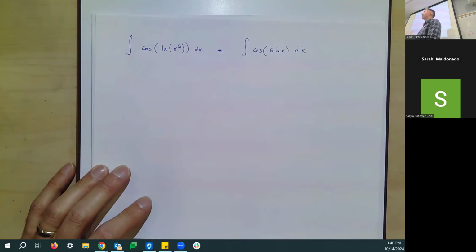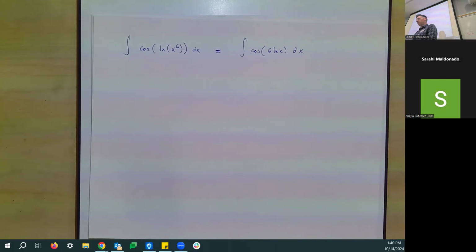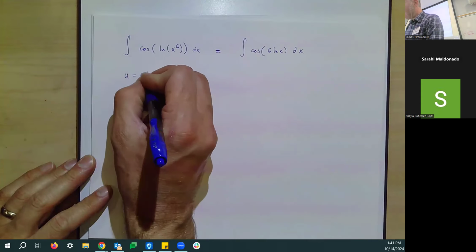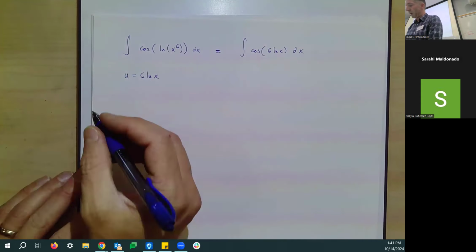There are two ways to go about doing this problem, and to me, they both feel terrible. One of them would be to start with a u substitution, where I might have actually made the wrong choice by simplifying this that way. Fine. I might start with u equal to 6 natural log of x. Trying a u sub here.